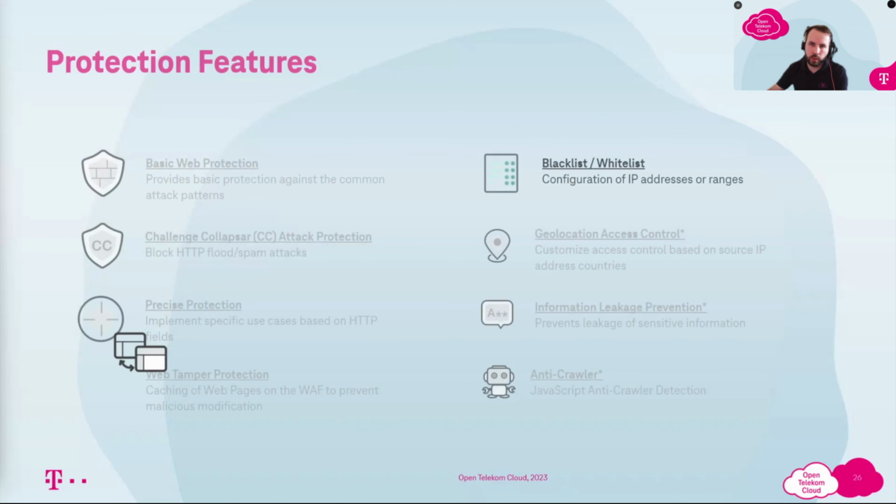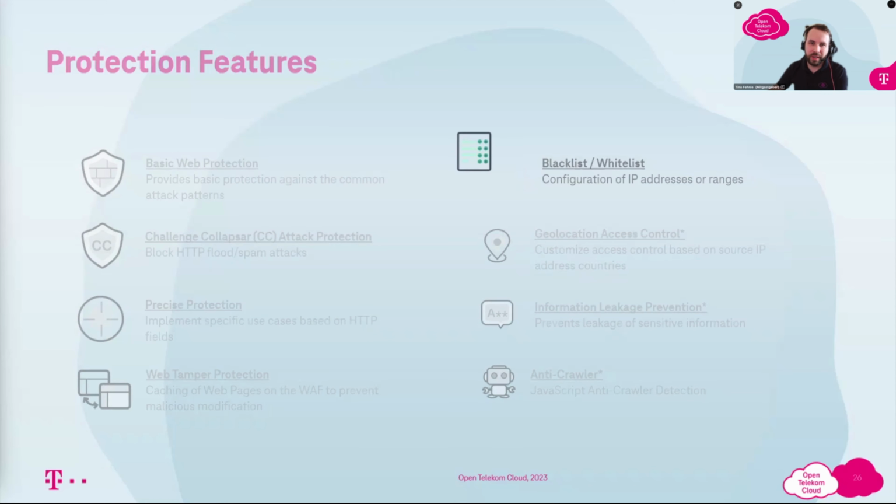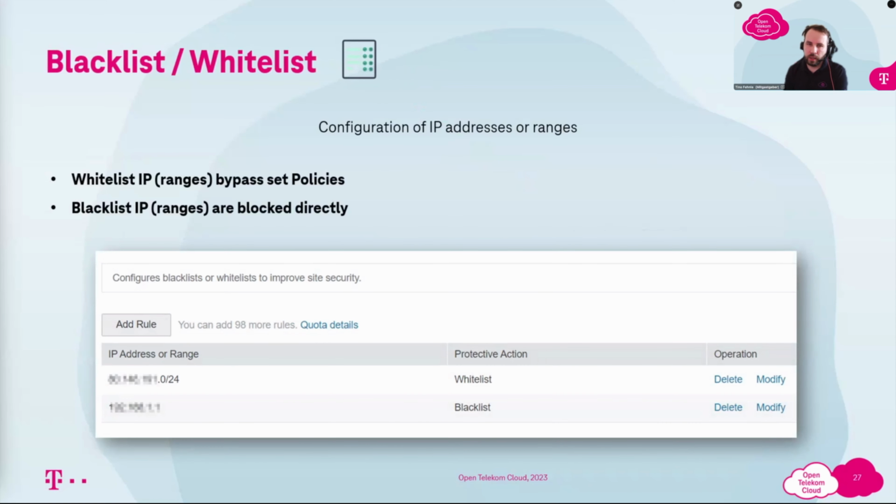Let's come to the next one. This is a black and white list. That's really easy. You can just enter any IP addresses or IP ranges to whitelist. That means they will bypass any policies and always be allowed. And for blacklist, of course, they will be directly blocked.